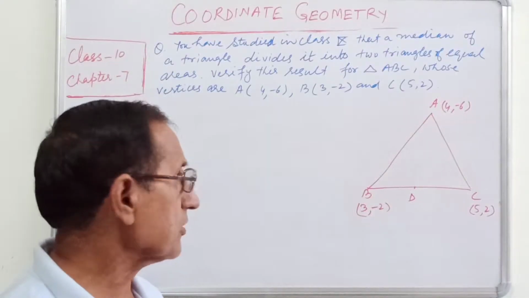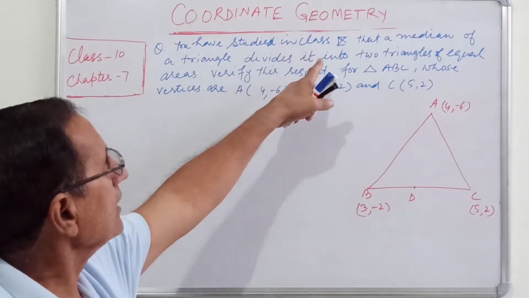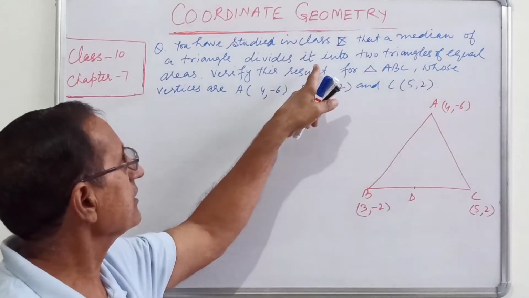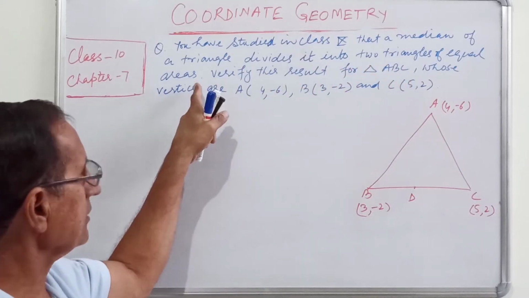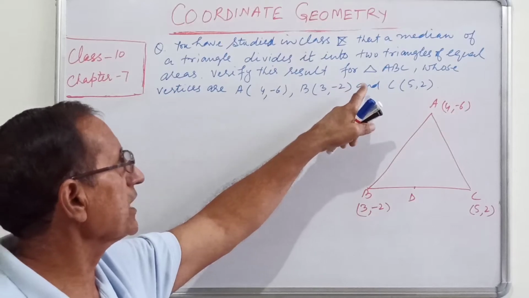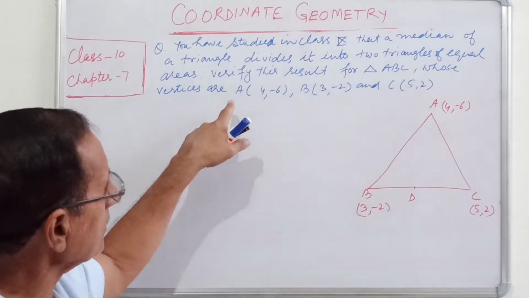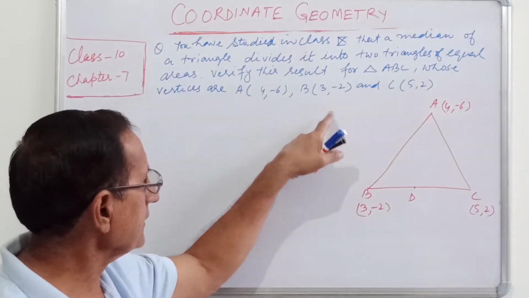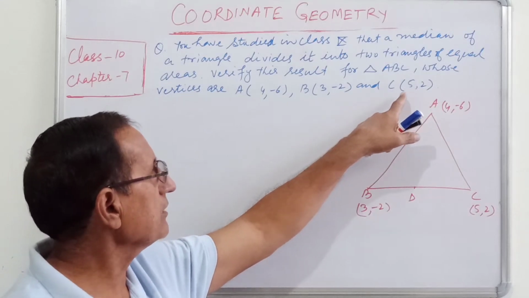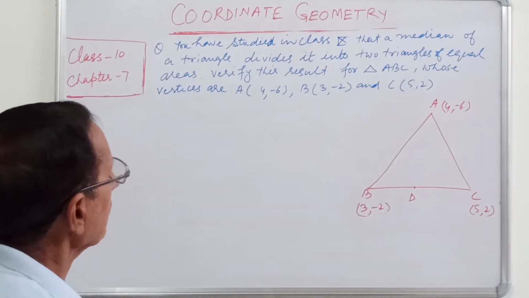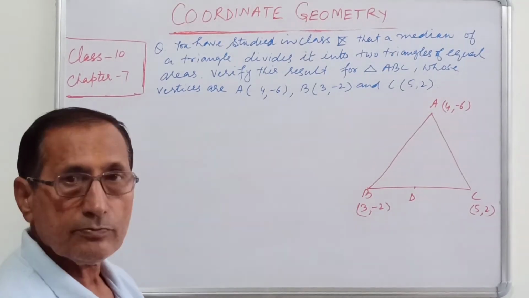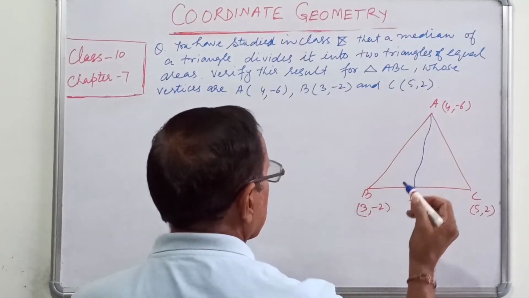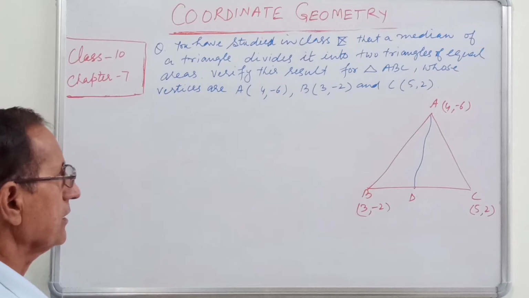Next question. You have studied in class 9 that a median of a triangle divides it into two triangles of equal areas. Verify this result for triangle ABC whose vertices are A (4, -6), B (3, -2), and C (5, 2). So let AD be the median of triangle ABC. So D is the midpoint of BC, and AD is the median.